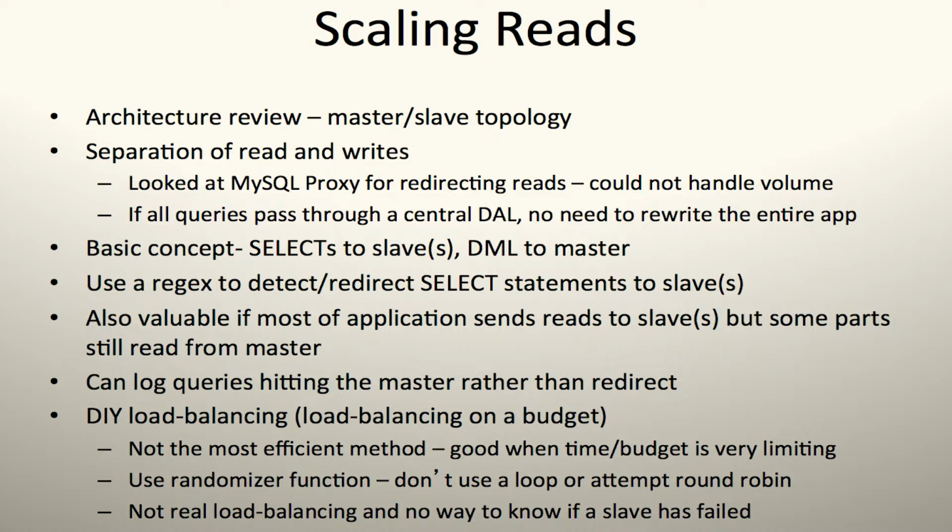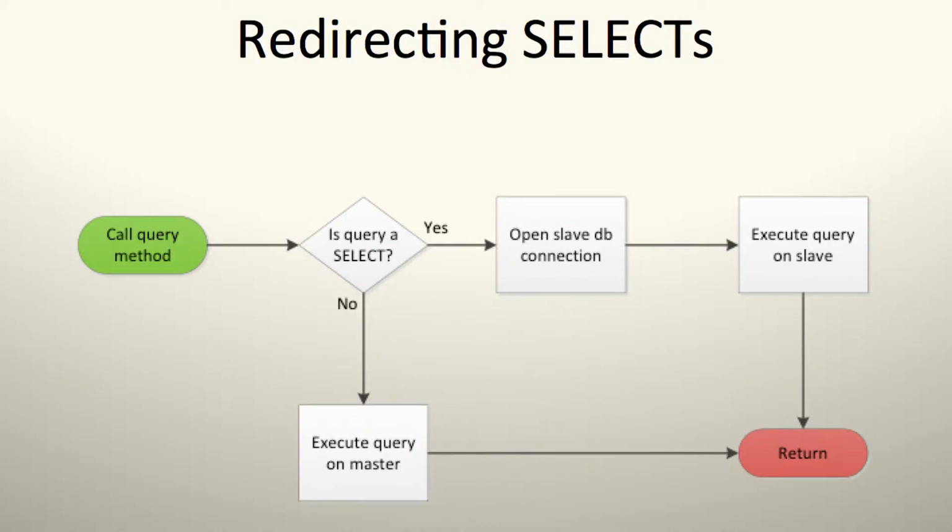So I've got a couple diagrams to show some of this as a flowchart here. So, redirecting selects, we just talked about this. Basically, this is really all that would happen. You'd have your query method inside your abstraction layer, and every time you execute a query, it's literally nothing more than an if statement and a regex. It just looks, hey, is this a select statement? If it is not a select statement, because that's the easier one first, okay, do exactly what we're supposed to, execute the query on the master, and that's the end of it. Don't worry about it anymore.